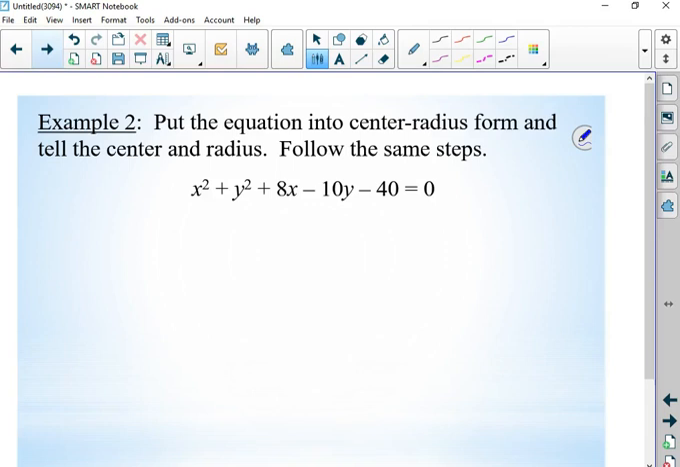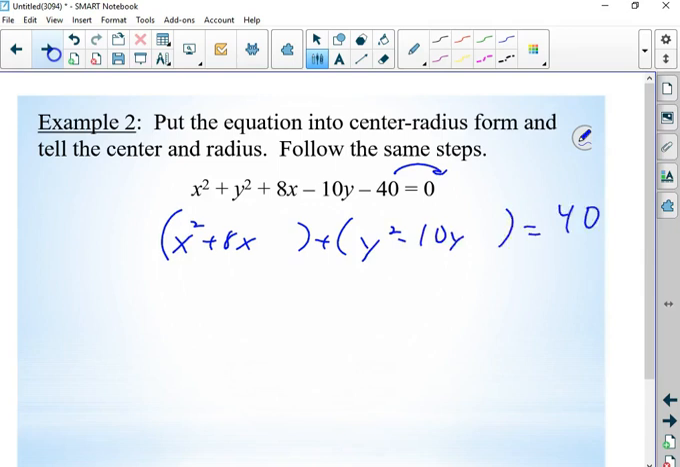Okay, another one, practice. So, step 1, we're going to move this negative 40 over. Now, some people like to go to step 2 right away. I'm going to do that one here, just in case you want to do that. You can go ahead and start writing x squared plus 8x space plus y squared minus 10y space equals 40. You can do kind of step 1 and 2 at the same time if you want. It's not a big deal.